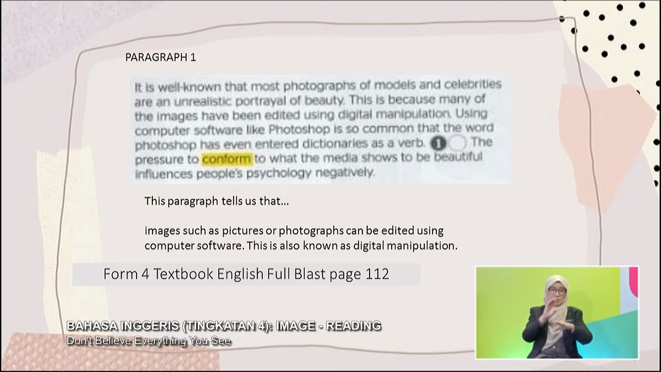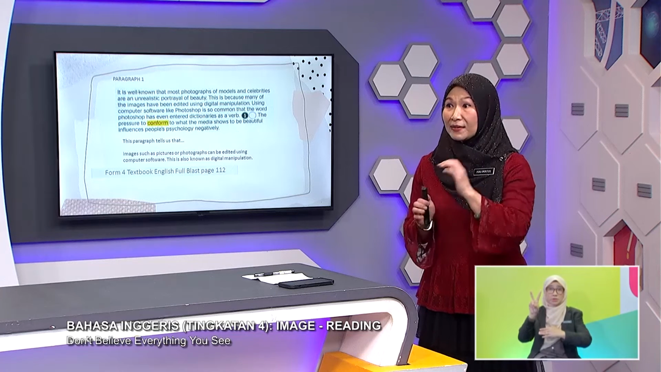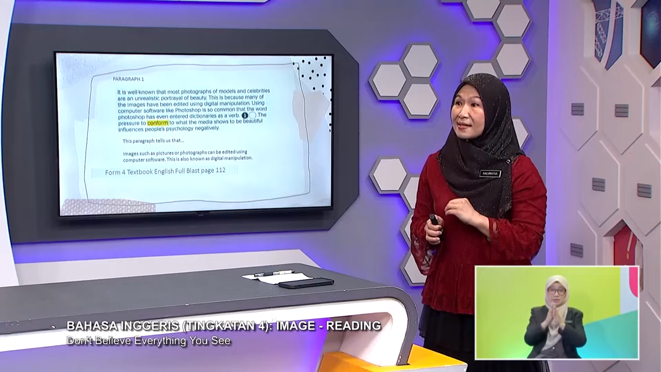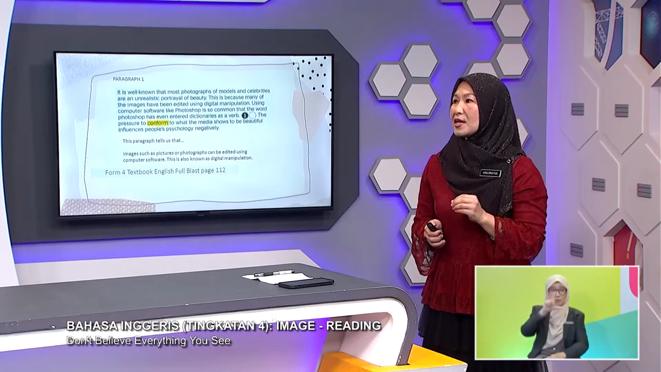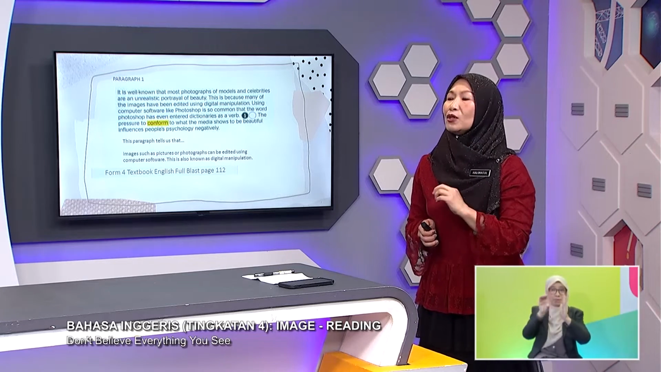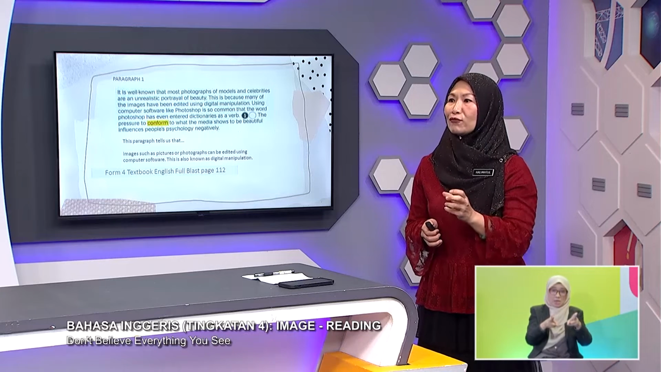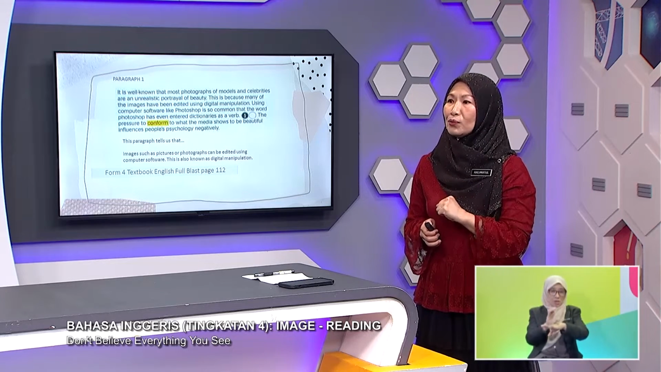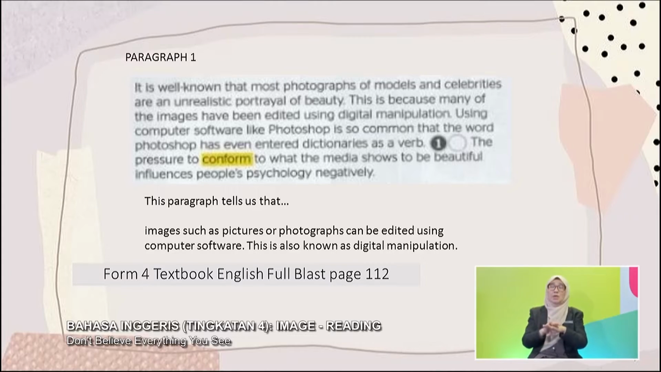The pressure to conform to what the media shows to be beautiful influences people's psychology negatively. Okay, so maybe there will be one or two words that you're not sure of, but in general, you will understand or get the idea that this paragraph tells us that images such as pictures or photographs can be edited using computer software. This is also known as digital manipulation.